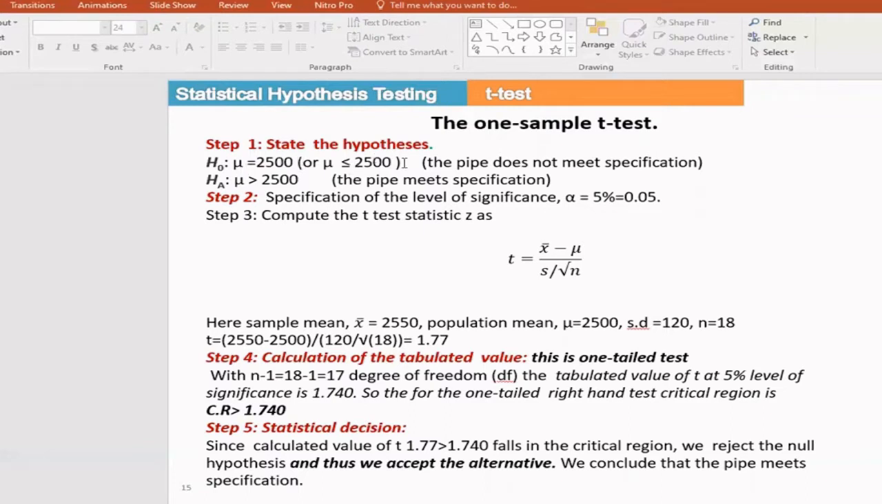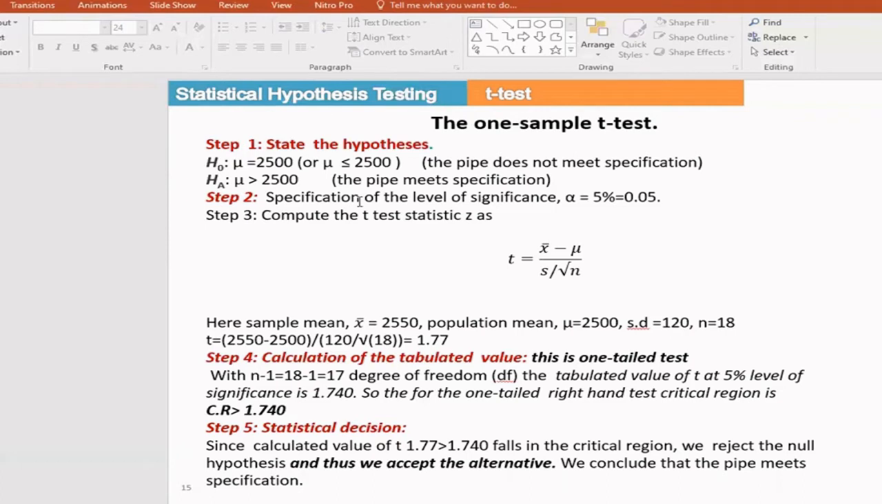So in step 1 of the hypothesis test, you have to formulate the null hypothesis and alternate hypothesis. Null hypothesis is that it is equal to 2,500. That is, the strength of the pipe is 2,500, and that is the pipe does not meet the specification. And the alternate hypothesis will be more than, that is the pipe meets the specification. This is the null hypothesis and alternate hypothesis.